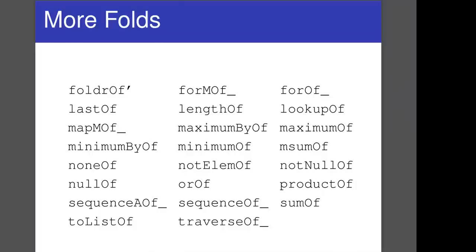So probably the largest collection of things I found in the lens library is folds. There's a very large collection like this of traversals too. It's just a very, very big vocabulary for doing a lot of the things you're used to doing in normal Haskell, but now you can use your lenses in conjunction with those operations.